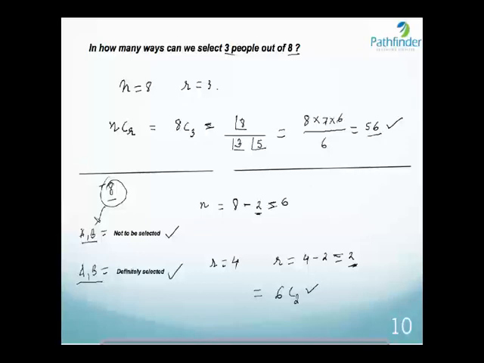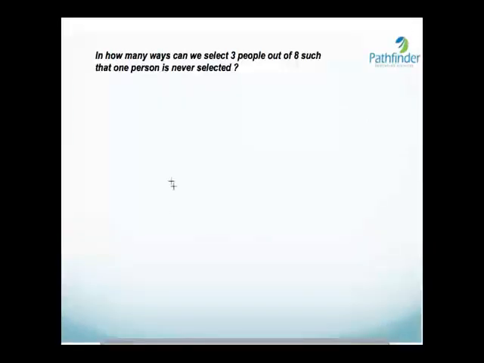Let us solve another similar question to illustrate this concept. In how many ways can we select 3 people out of 8 such that one person is never selected? So what is the initial value of n? Initial value of n is given to us as 8. And because one person is never selected, he cannot be a part of this group of 3 people whom we will select.